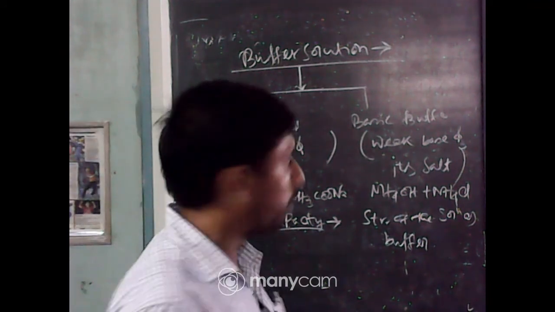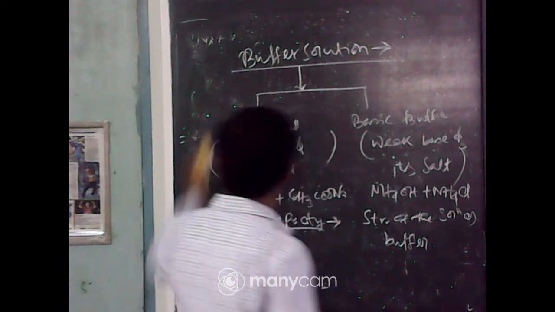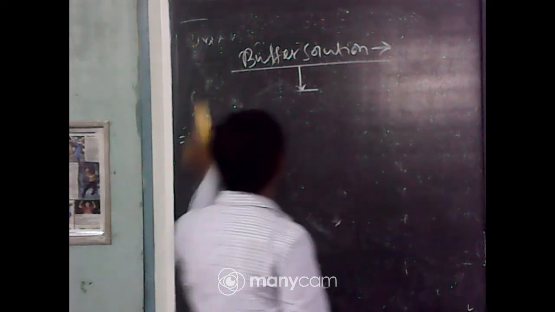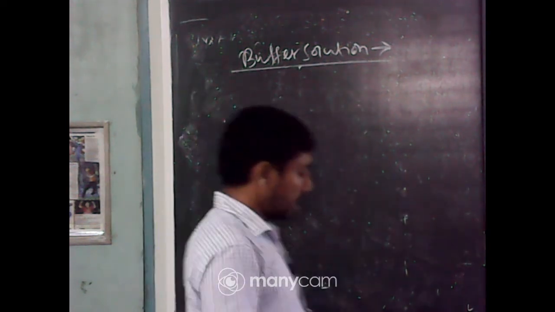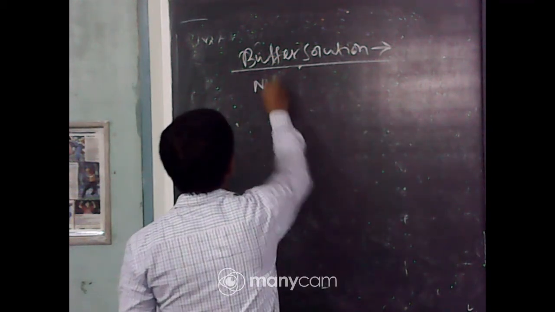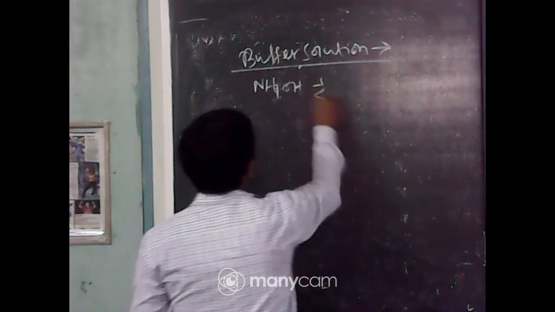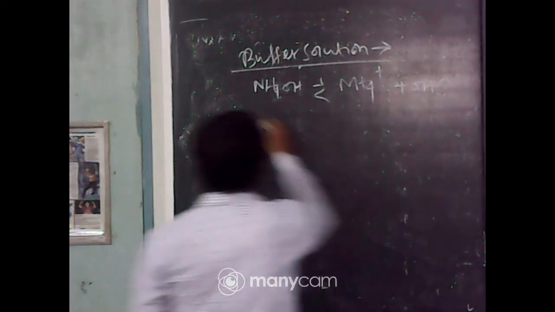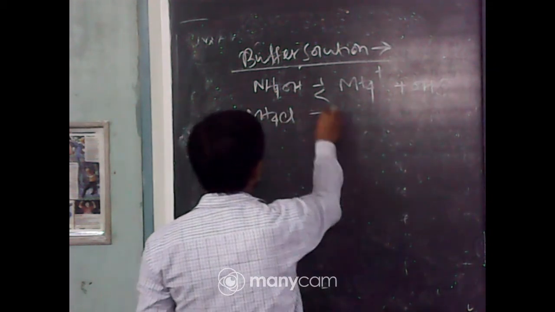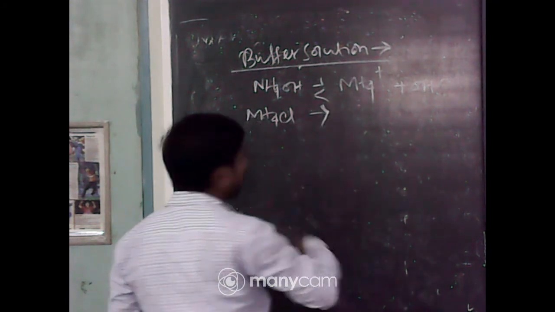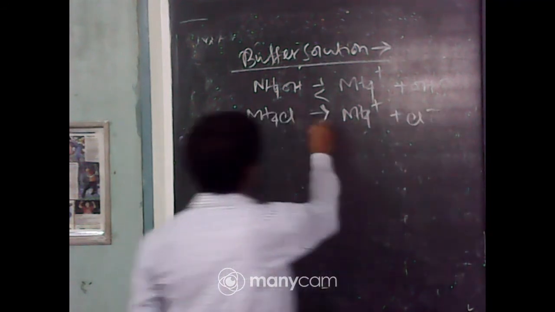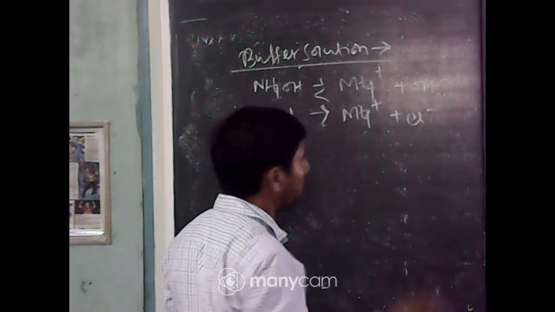Next section is how the solution restricts the change in pH. For example, suppose acetic acid and sodium acetate is taken. Okay, I am writing down: NH4OH weakly dissociates to produce NH4+ and OH-, and NH4Cl, as it is a salt of a weak base, is strong in nature and will produce NH4+ and Cl-. For this reason I have written only the forward arrow.